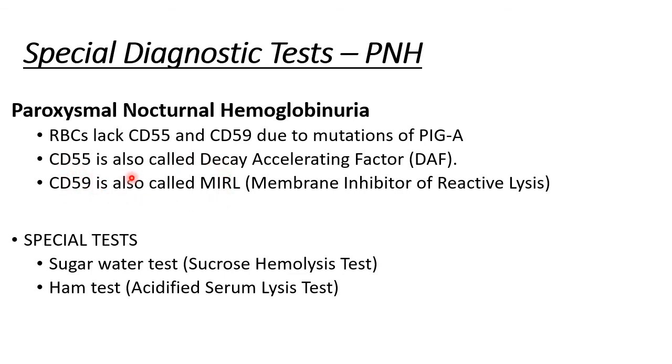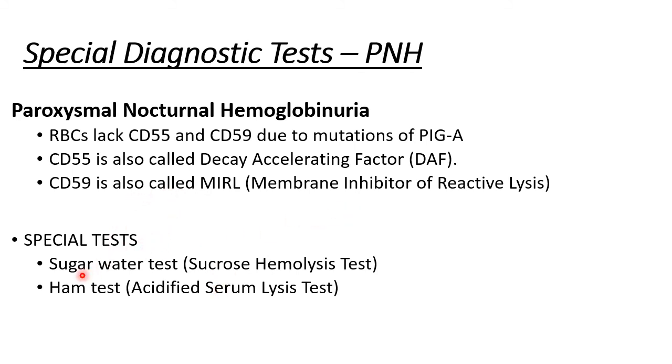Back in my student days, ang mnemonics ko dito, ang 55, I mean yung DAF, mas nauuna sa, yung D sa DAF, mas nauuna sa M. Okay? So, alphabetically arrange lang natin. 55 yung D, 59 yung M. Mas nauna ang D sa M. Anyway, okay, dun tayo sa special test.